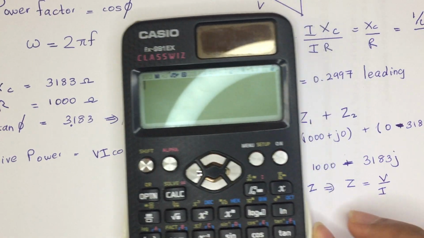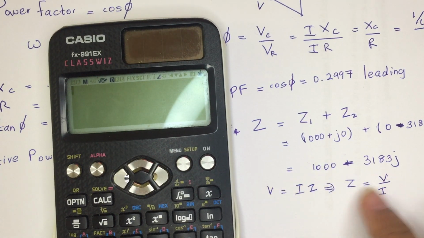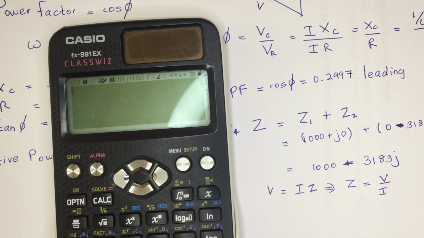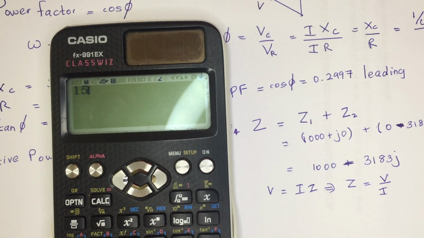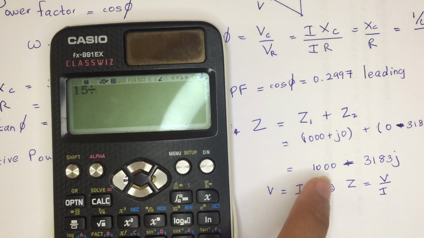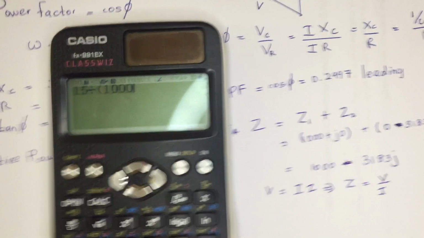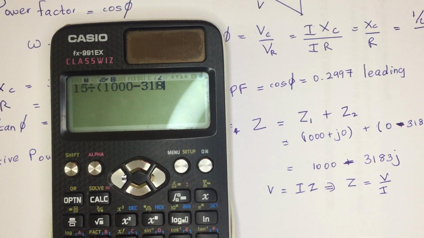in that polar form. So the thing is, first of all, we need to write the voltage value. It's going to be 15, and actually we can give the phase angle. However, it's 0, because in this case they haven't mentioned that, so we are going to take the reference as voltage. So I'm not going to use that 0. If you like, you can put that value too. So I'm going to divide this part by the Z, which is 1000 minus 3183j. Yes, it's correct. If you wish, you can multiply.